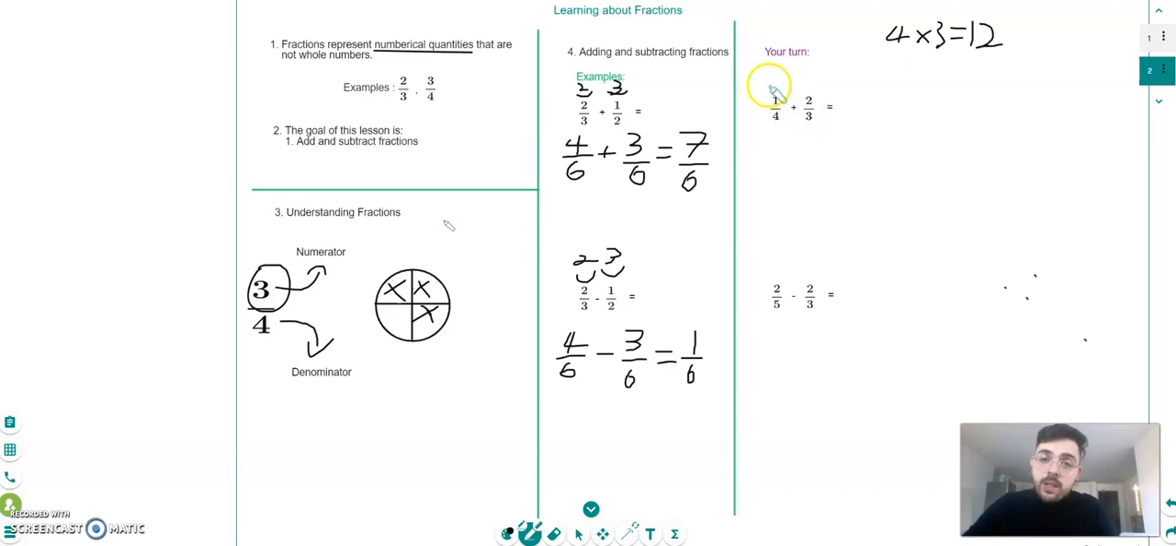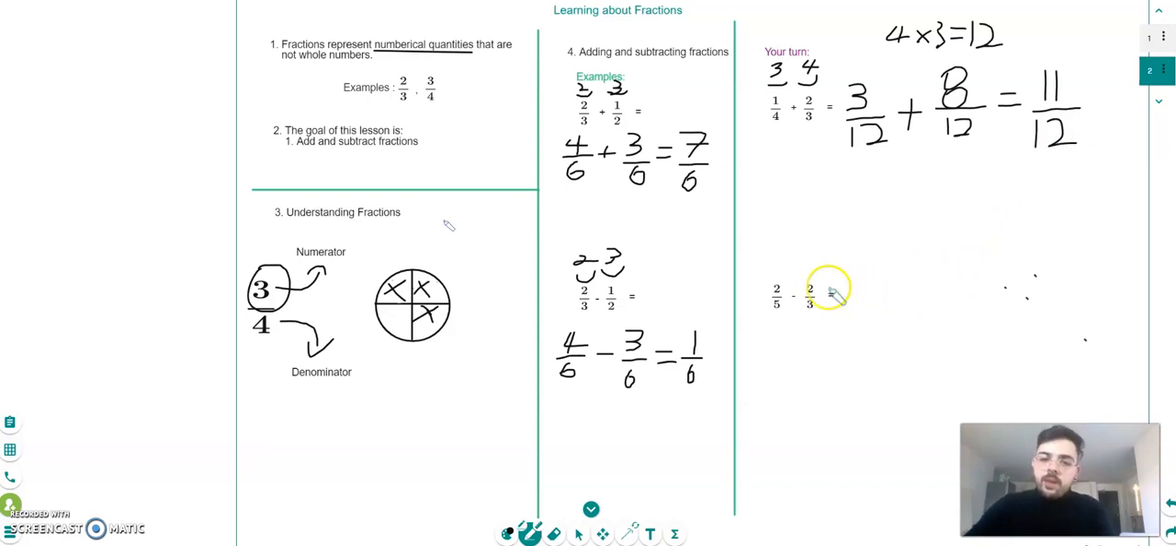Okay, so in this case we'll be multiplying by 3, because 3 times 4 is 12. And then in this case, 3 times 4 is 12. So 3 times 1 is 3. 3 times 4 is 12. Then 4 times 2 is 8. Oh, sorry about that. It's 8. 4 times 3 is 12. So if we add these together, we have 11/12.